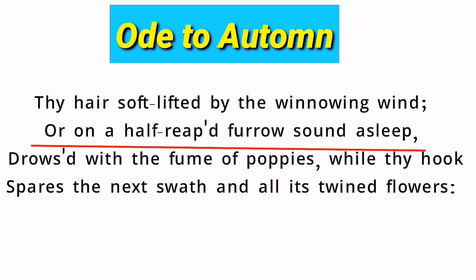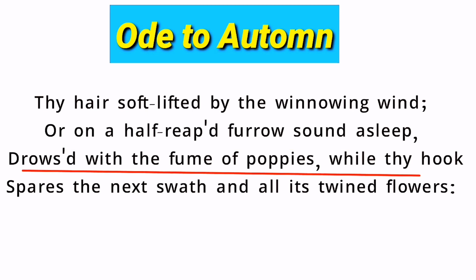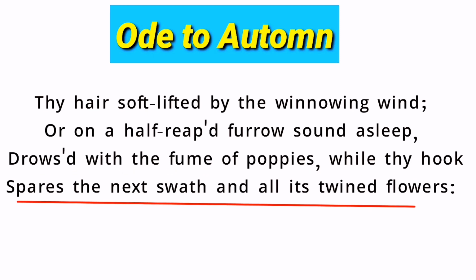Or on a half-reaped furrow sound asleep, the speaker then imagines autumn asleep in a half-reaped furrow. A furrow is a long, narrow trench in the ground that has been made by a plow, and the word half-reaped suggests that the harvest is not yet complete. Drowsed with the fume of poppies, while thy hook. The speaker imagines autumn being drowsy from the fumes of poppies. Poppies are flowers that produce a narcotic substance, and the word drowsed suggests that autumn is in a state of deep sleep. Spares the next swath and all its twined flowers.